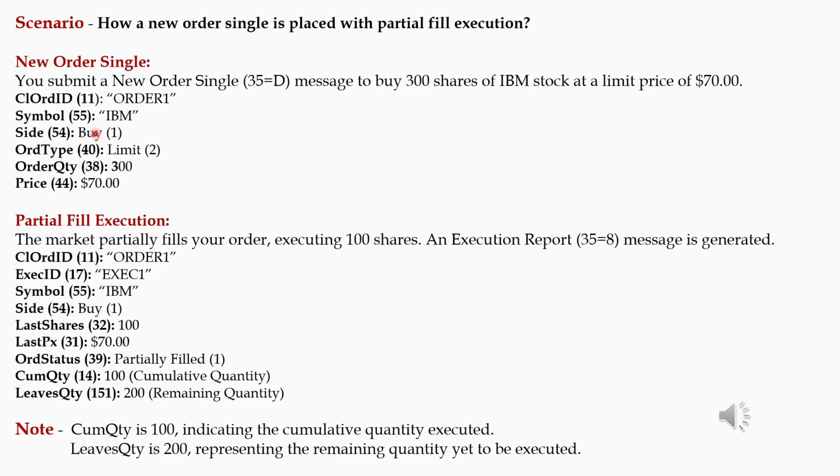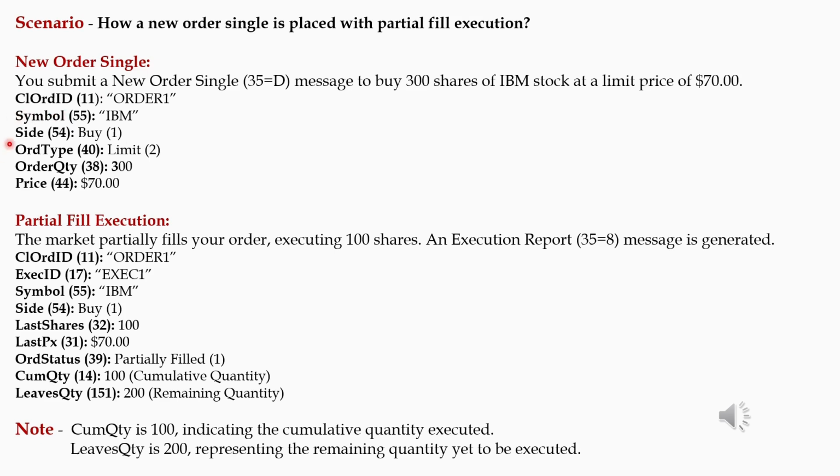Okay. So it will have these tags. These are the important tags which I have mentioned here, only the body part, to specify the main tags. So in our new order single 35=D to buy 300 shares of IBM stock, we will have these below tags.